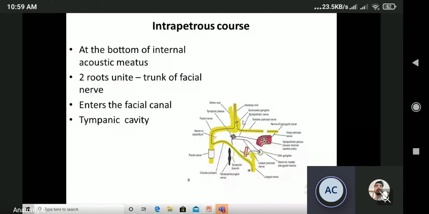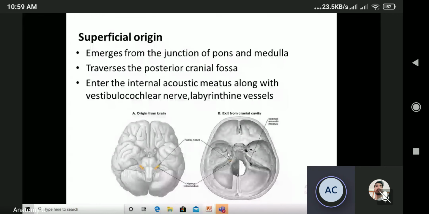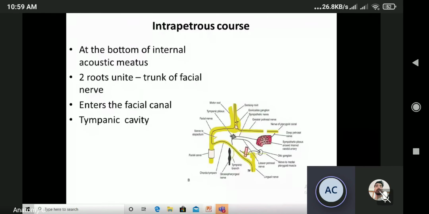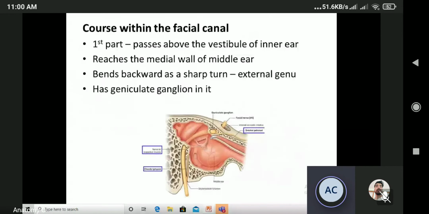So it emerges out here from the junction of the pons and the medulla. Then it enters the internal acoustic meatus, that is within the petrous part of the temporal bone. At the bottom of the internal acoustic meatus, the two roots join and form the trunk of the facial nerve. And the trunk of the facial nerve enters here within the facial canal. Now we should know its course within the facial canal also.